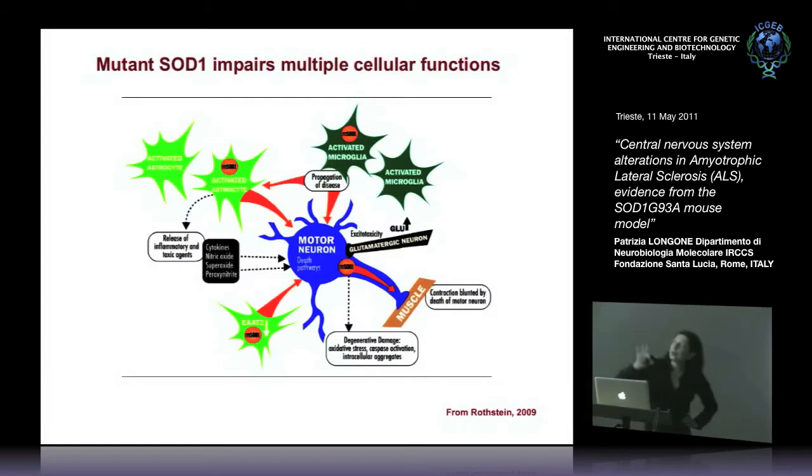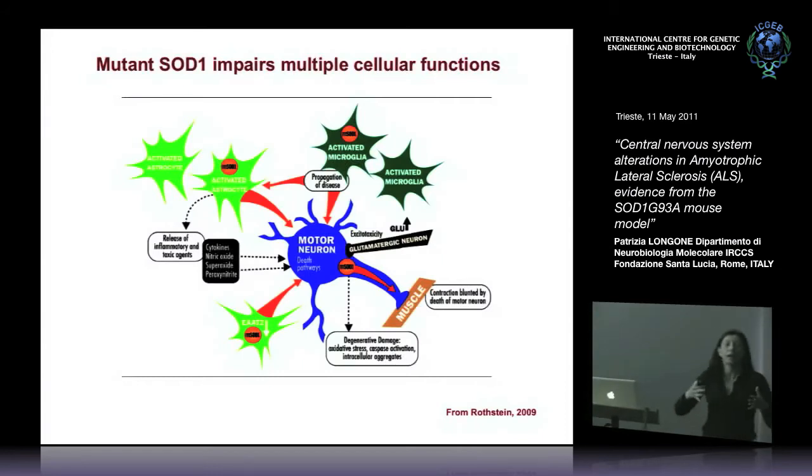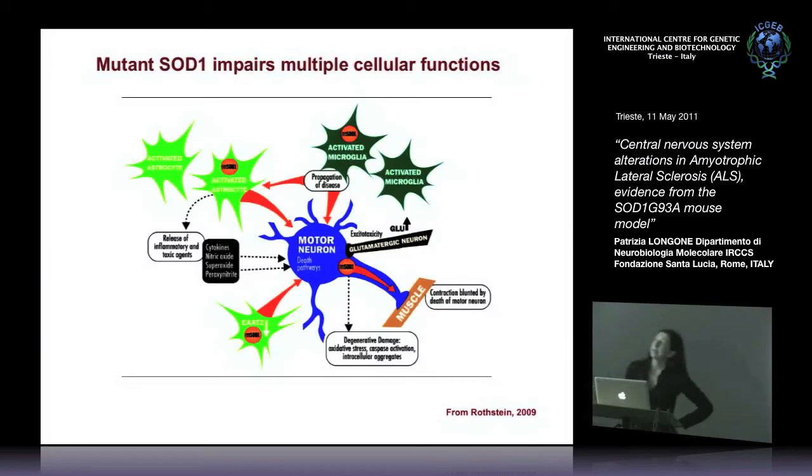Thanks to the mutant SOD1 models, we have learned a lot about the toxic pathways involved in ALS, which is due to a convergence of many toxic pathways. In particular, we know that within the motor neurons, the degenerative damages are oxidative stress, caspase, intracellular aggregates, and the degeneration of the mitochondria with the loss of the mitochondrial cristae and the enlargement of the mitochondria, and also the malfunction of the axonal transport.